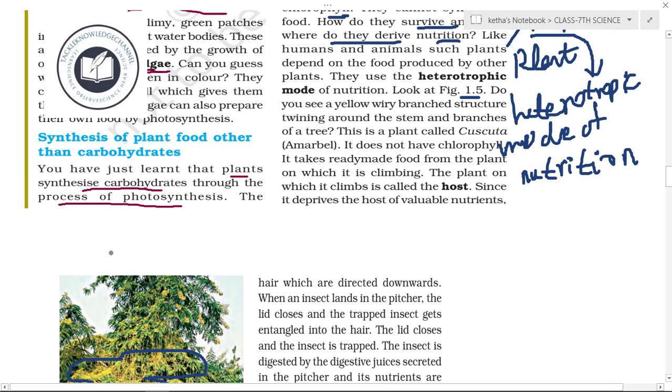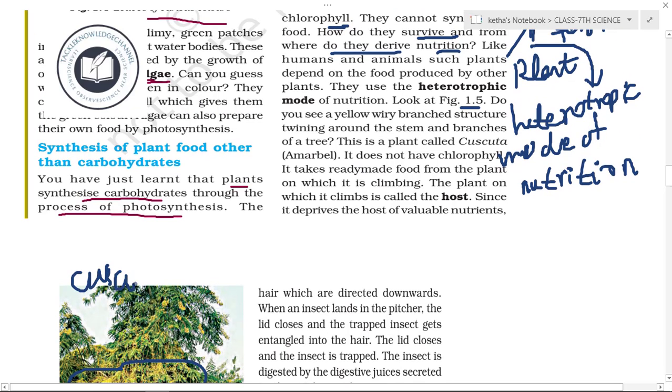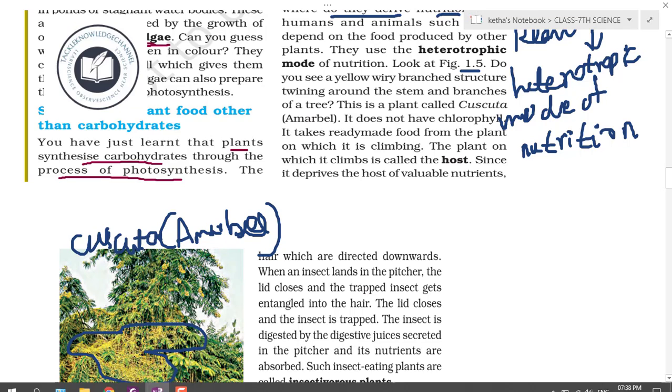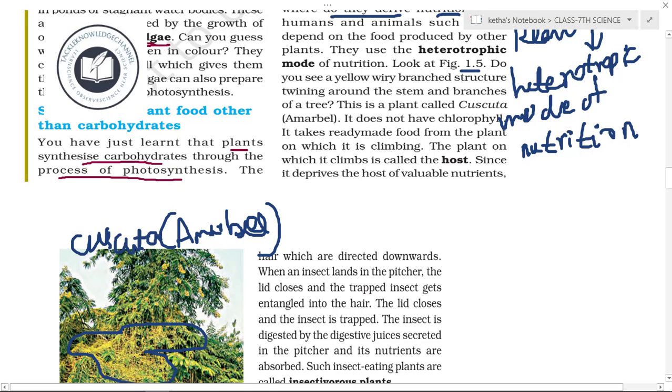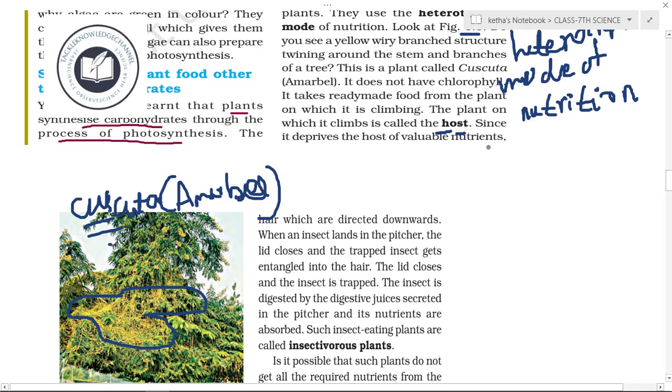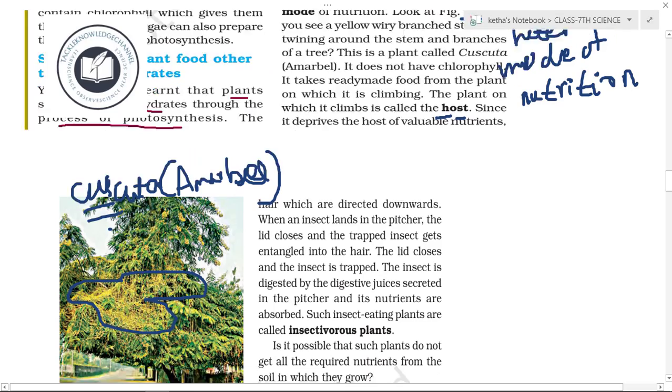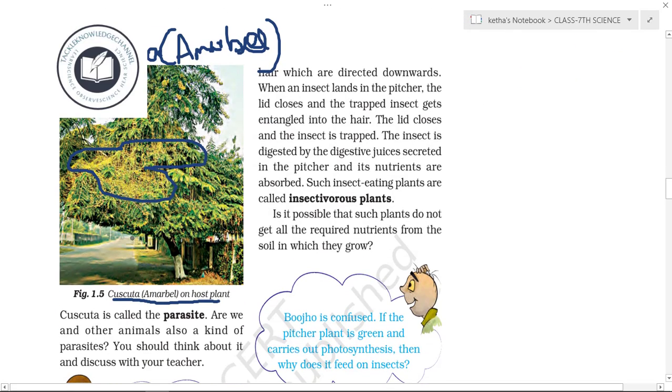This is the plant Cuscuta. It does not have any chlorophyll, so it takes ready-made food from the plant on which it is climbing. The plant on which it climbs is called the host. Since it deprives the host of valuable nutrients, Cuscuta is called a parasite.